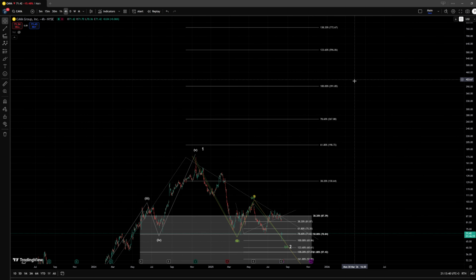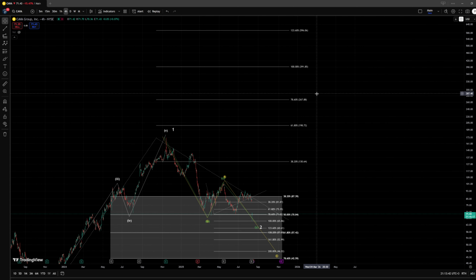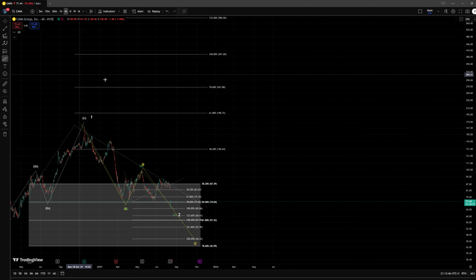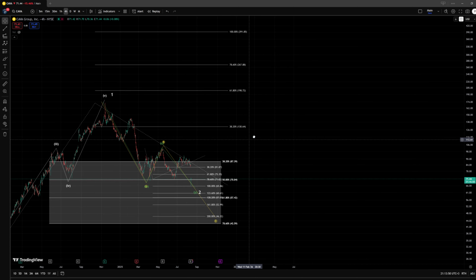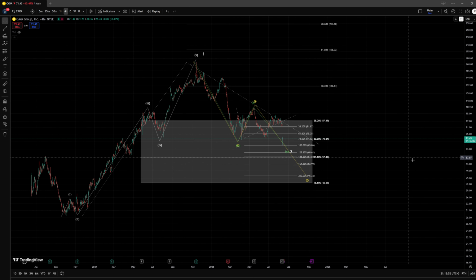$772.7. So I know it seems quite outlandish, but keep in mind it doesn't have to play out in a certain amount of time. It could extend over the years into that price range. But yeah, for now, these are the levels.